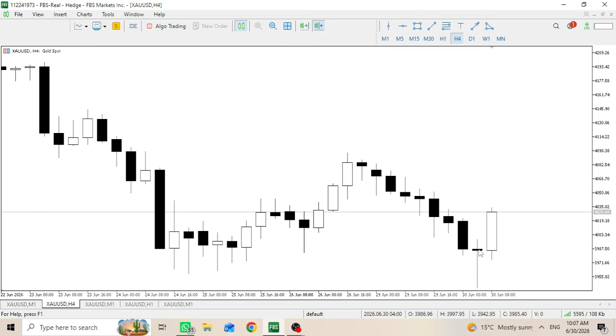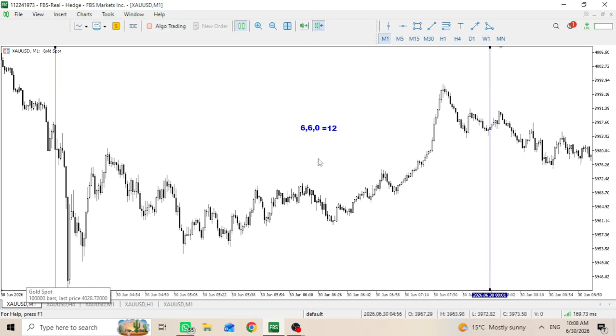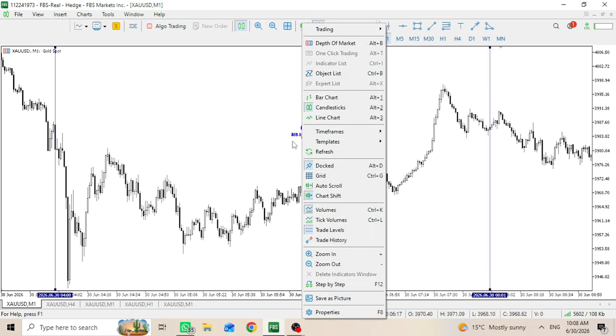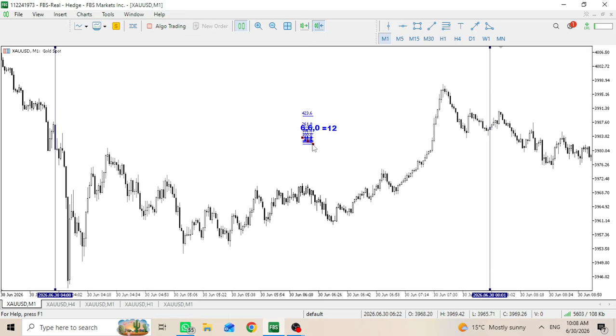97.95, I will subtract 39.42.95. I'm getting 55 pips. Remember, that is not 55. You multiply by 10 to get the total pips of gold. If you subtract, you multiply by 10. So that is 550 pips.